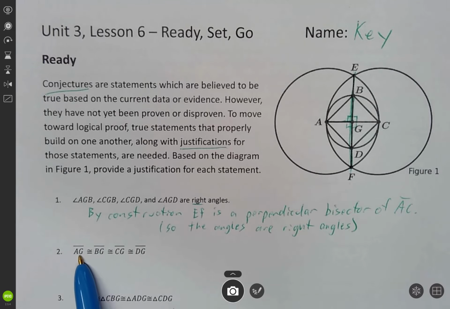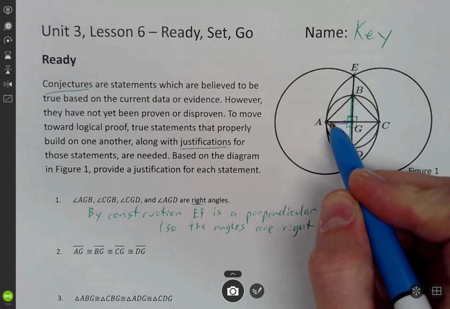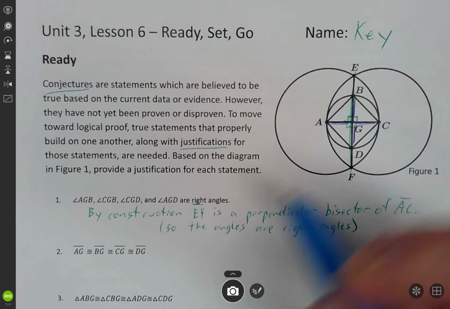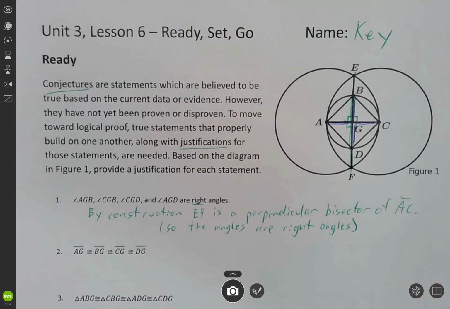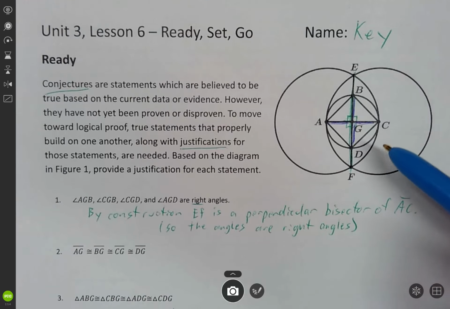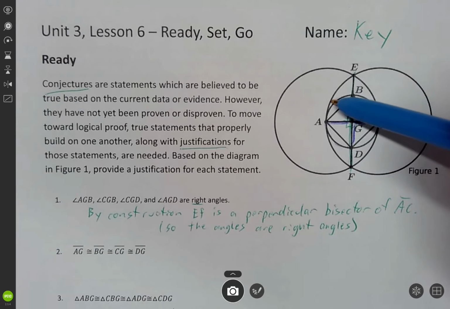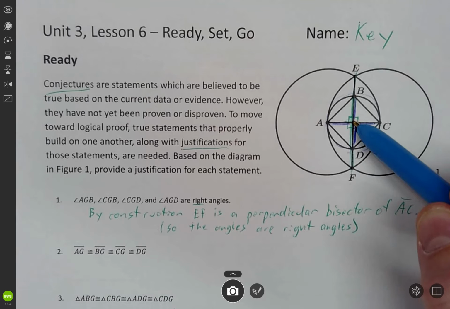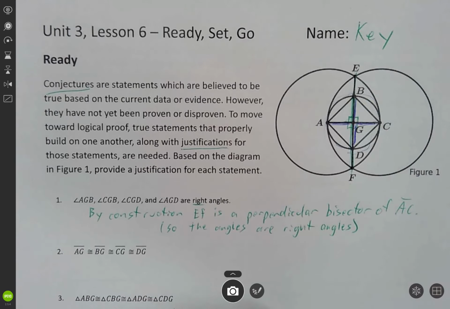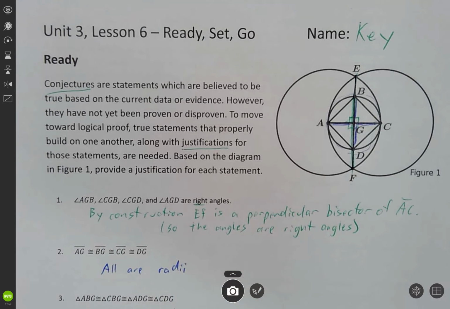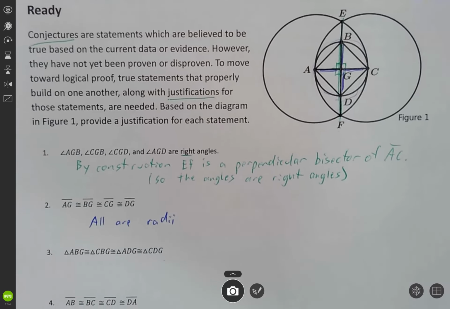Take a look at the second statement they make. AG, find it. This bit right here, BG, CG, and DG are all congruent. Why would those all be congruent? Think about it for a moment. What was our first ever theorem for showing things are congruent? Look at the upper right-hand corner of the board. All of these come from the center of this little circle, G. So each one of these is a radius of circle G. So our justification is all are radii, or radiuses, but the plural of radius is radii, of the same circle.